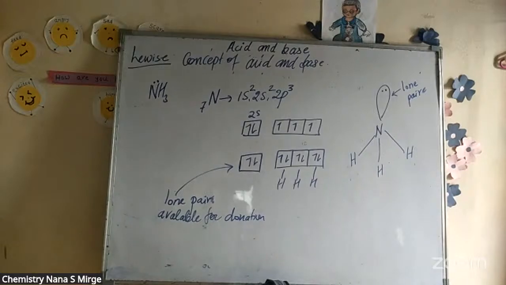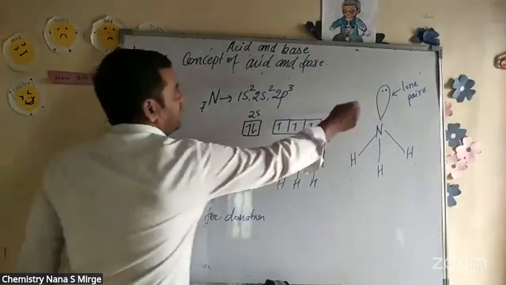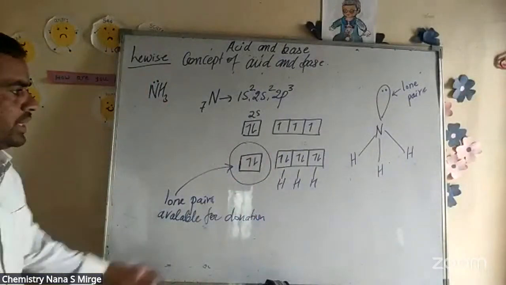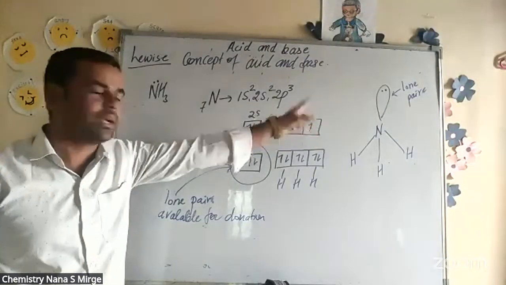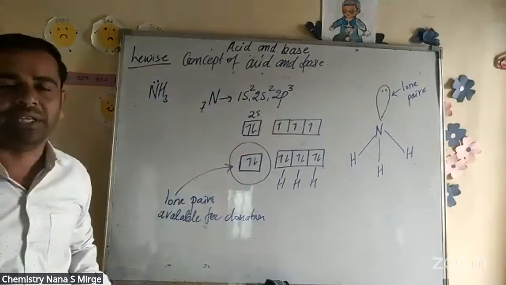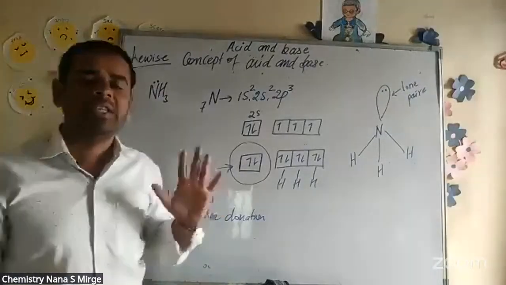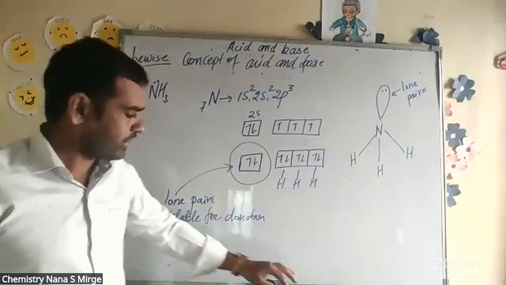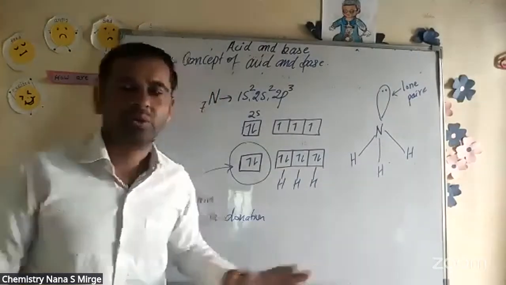The bases are lone pair donors. These 2 electrons are what the nitrogen atom will donate. So a substance that can donate a lone pair of electrons is called a Lewis base. Okay. Now tell me if you have any doubt, please ask me.